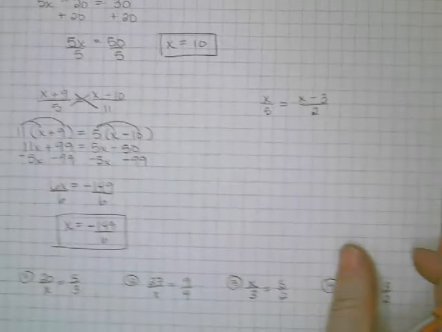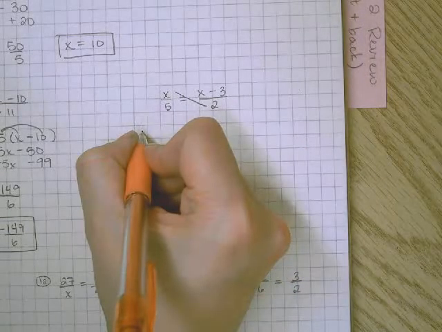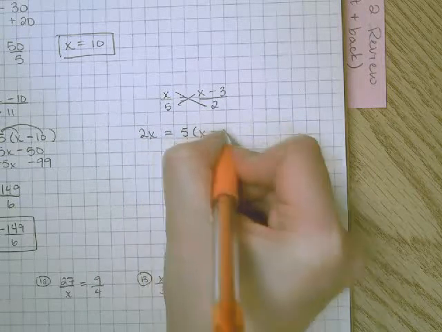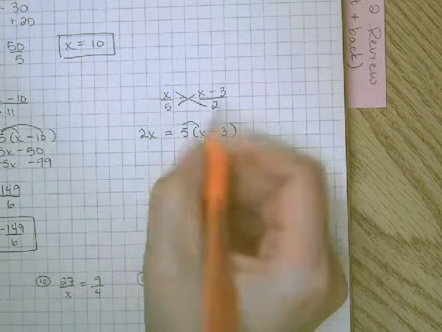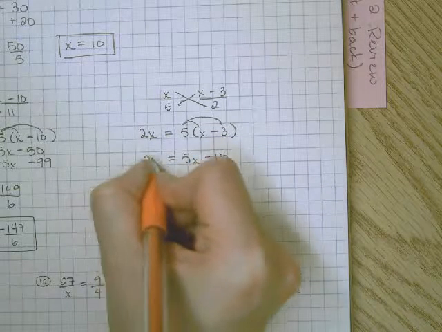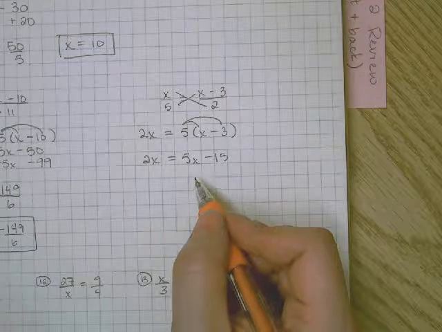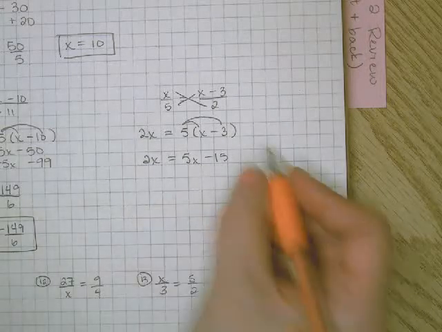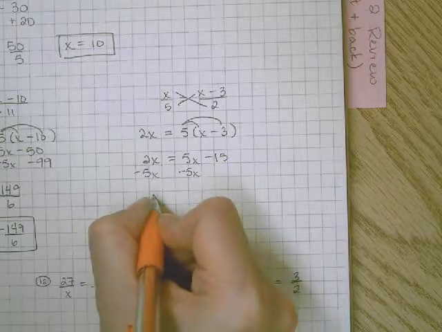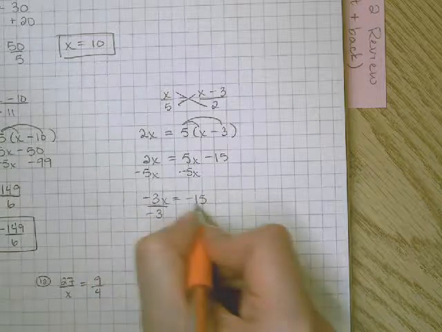Finally, on the last one that we'll do as an example, 2 times x, 2x equals 5 times x minus 3. Distribute, so 5x minus 15 equals 2x. In this case, it's not really necessary to take the smaller x away from both sides, because what I'm really trying to do is get the x's all over to one side. So I'm just going to subtract the 5x. So negative 3x equals negative 15. Divide both sides by negative 3. So x equals 5.